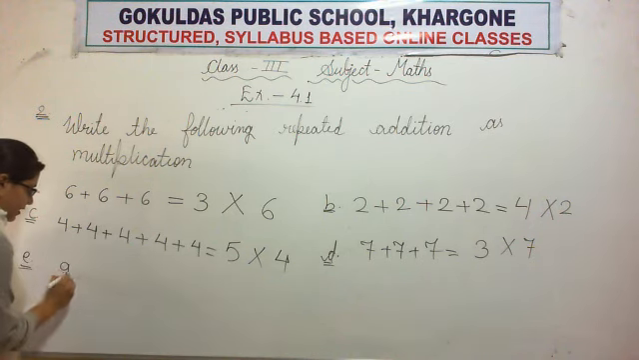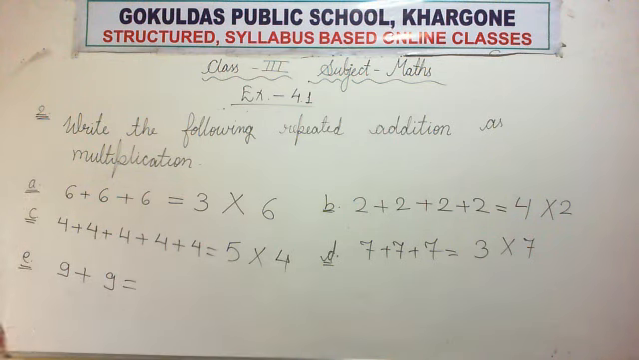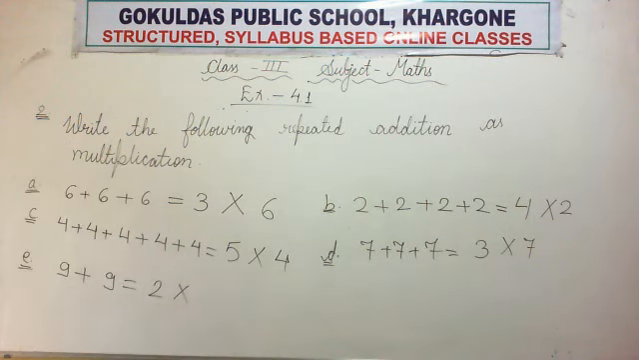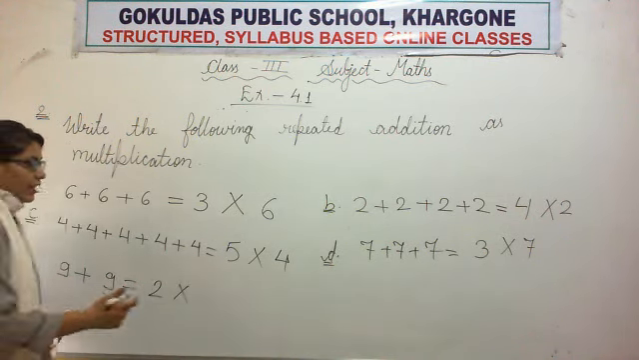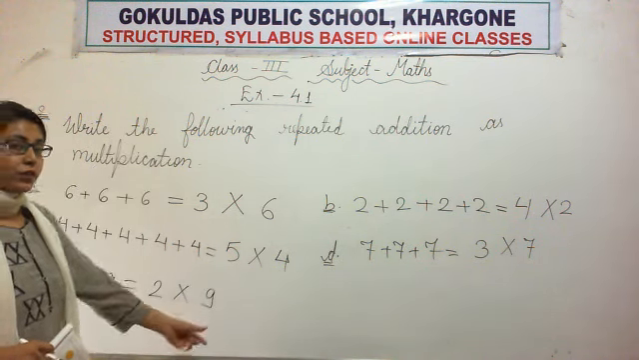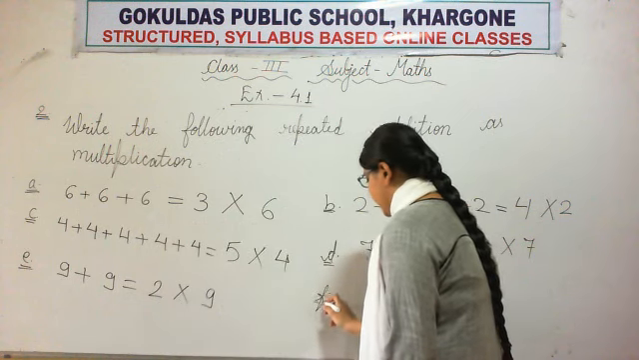9 plus 9. Now let's count how many times. 1, 2. 2 times. So let's write 2 into. Now 2 times what? 2 times number 9. So we will write 9. So 9 plus 9 is equal to 2 into 9. The last one of the same question.